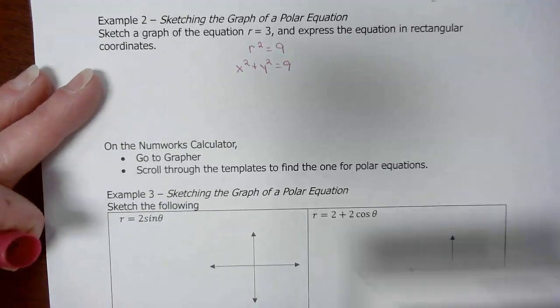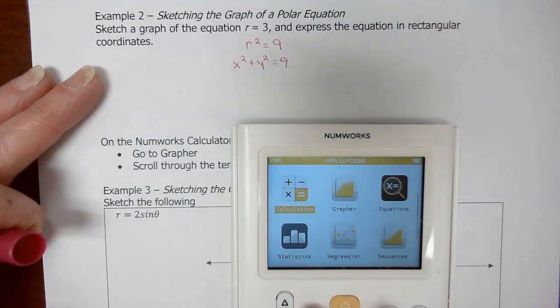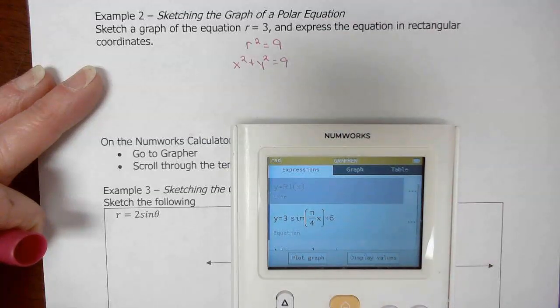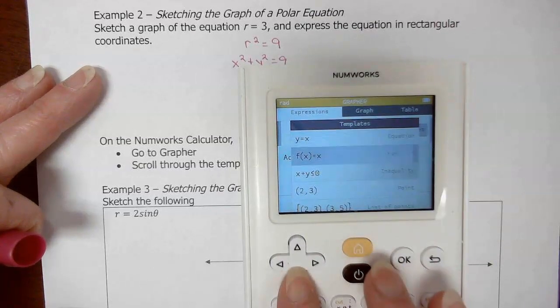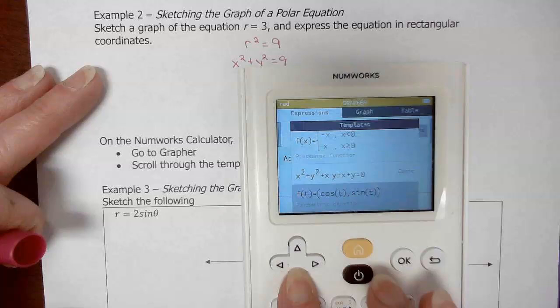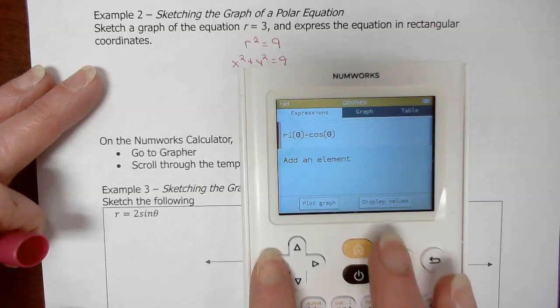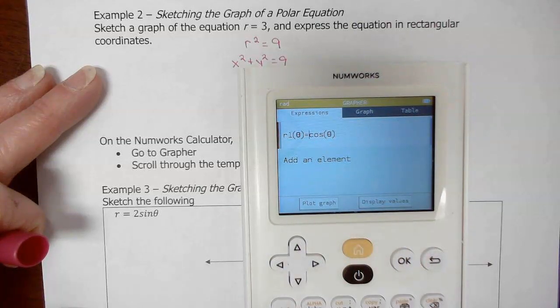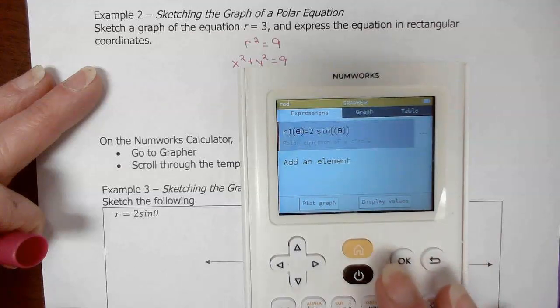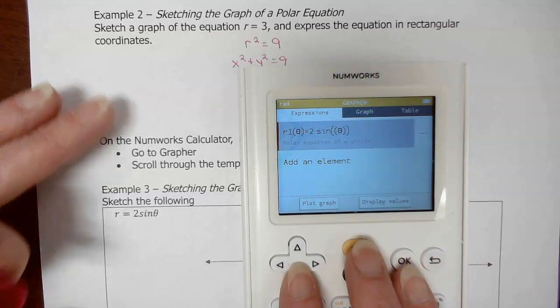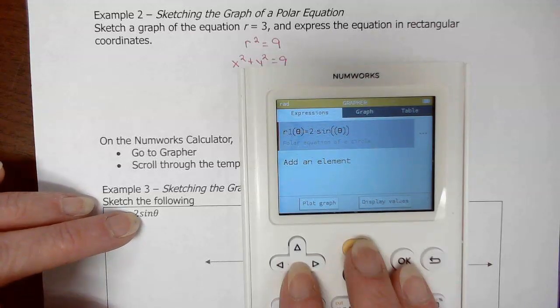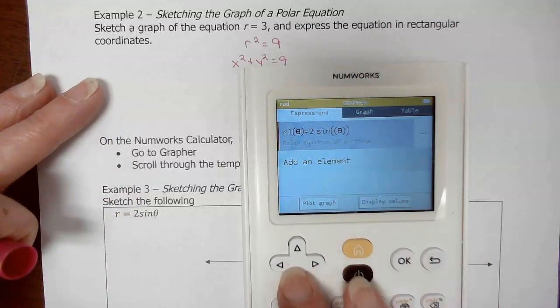Now, on the NumWorks calculator, if you go to your grapher and you go to the templates, if you scroll down, there is one that says polar. And you could go to this and type in any of these equations. Now, when you're in this polar mode, it is not going to give you x's. It's giving you an r and a theta.